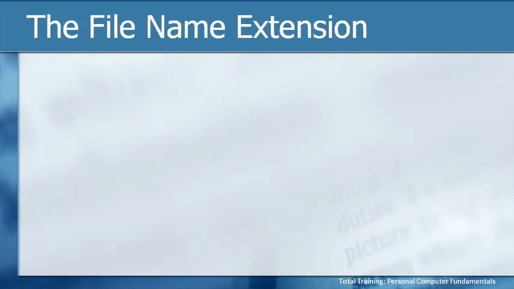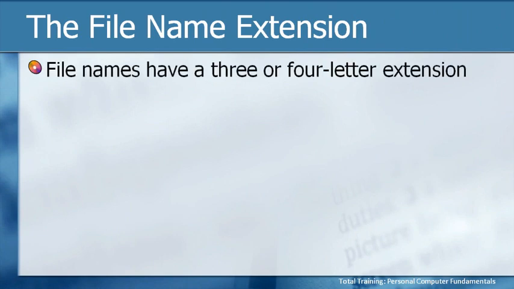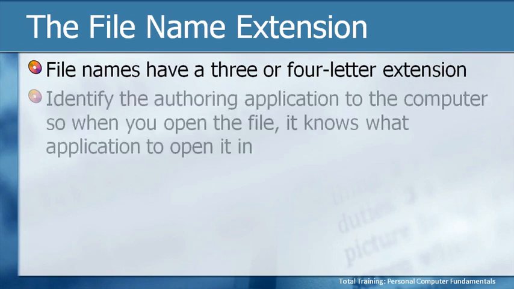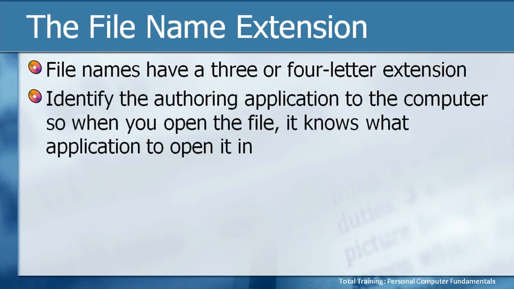All of those rules are about the first name, and now I want to talk about the file name extension. Names have a 3 or 4 letter extension on the end of them. Depending on how your computer is set up, you may or may not always see this extension. This extension identifies something known as the authoring application. In other words, which program created it. Was it Notepad, was it WordPad, or was it Microsoft Word? The computer needs to know this because when you go to open the file, it needs to know which application it should use to open it.